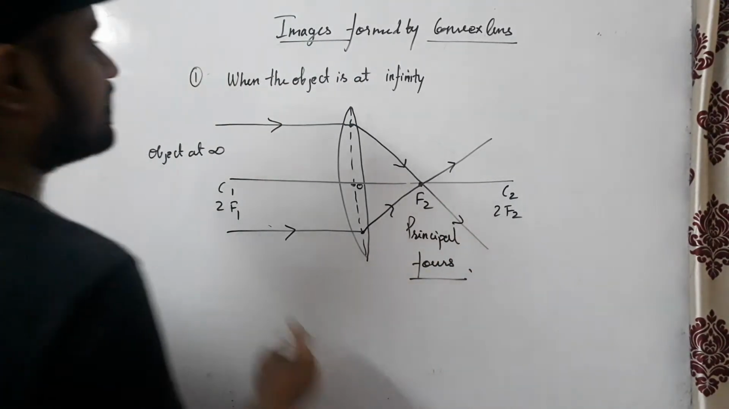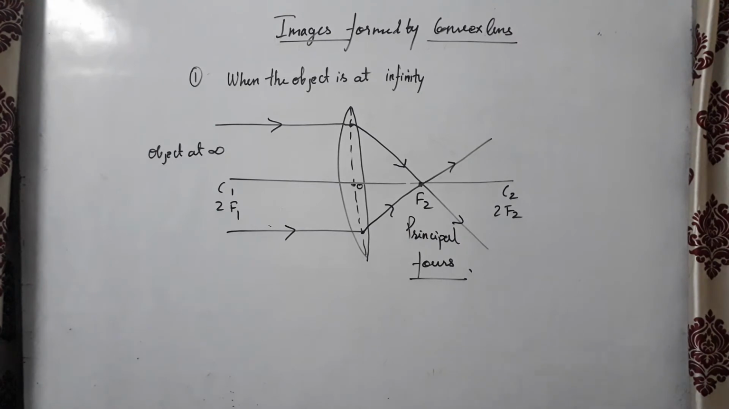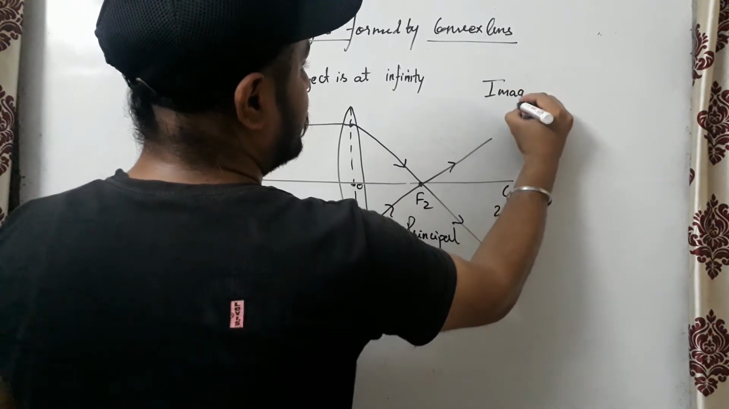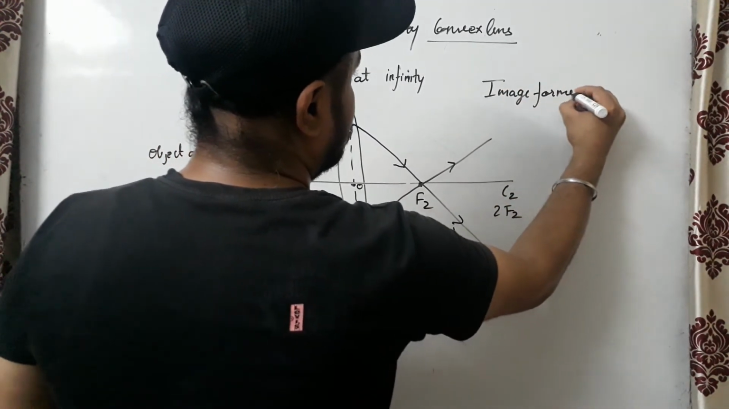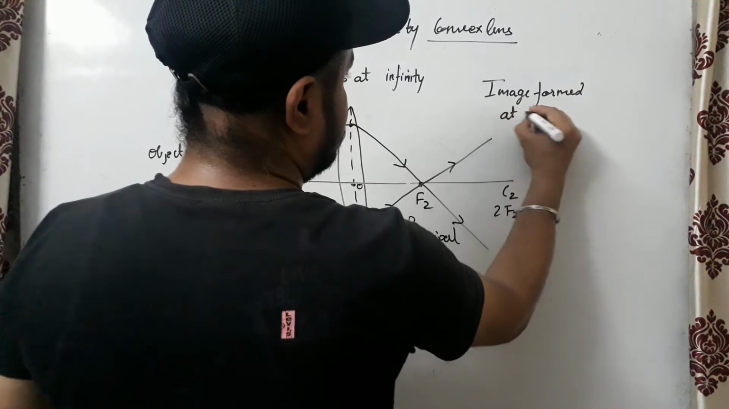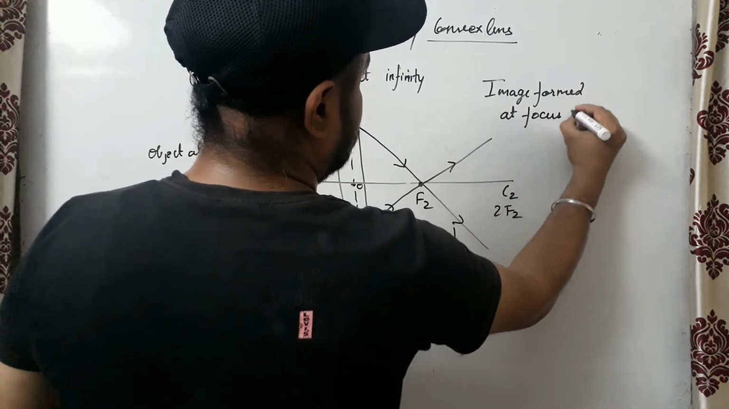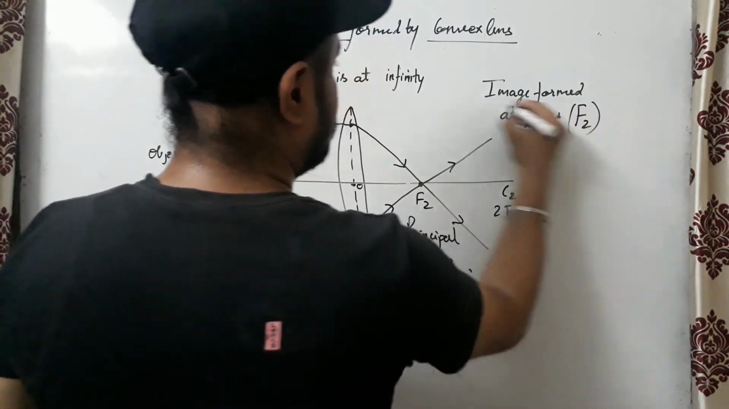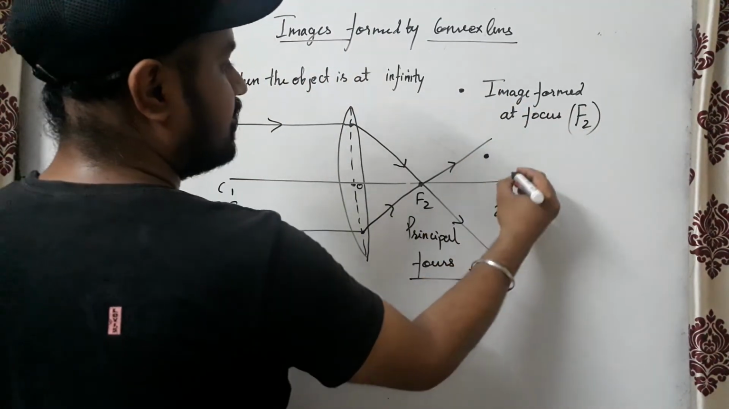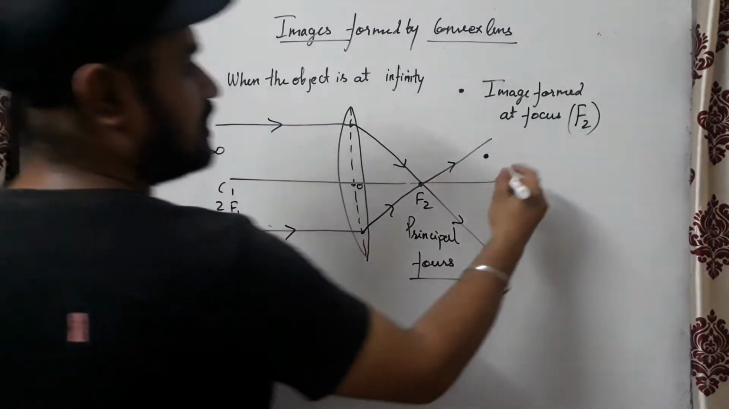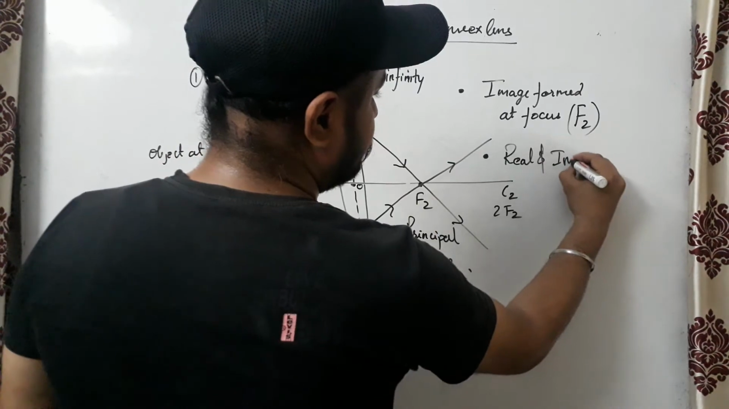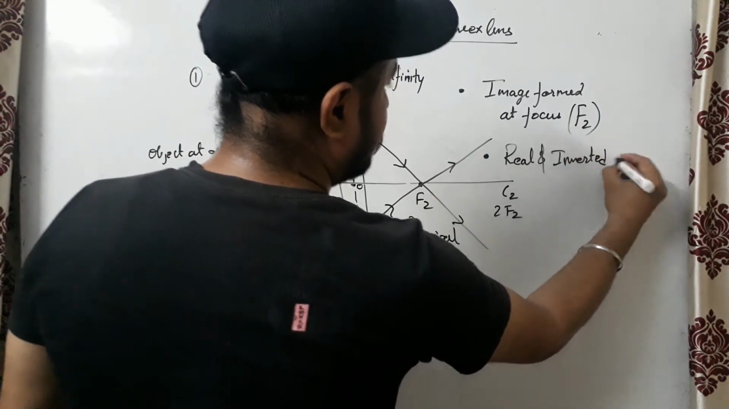Now regarding this first diagram, we are having some image characteristics. First, the image is formed at focus, that is point F2, you can say. Second, whenever the rays of light actually meet, the image formed is real and inverted. That is the second characteristic of this image.